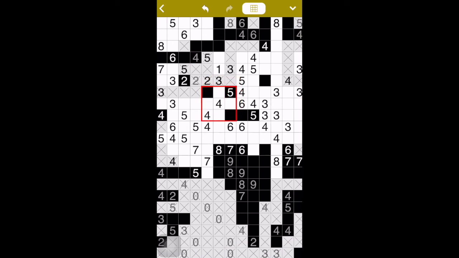Okay, so this is 4 and 5, diagonal numbers, okay? So one more space needed to complete the 4 will be in one of the 3 spaces shared with 4 and 5, right?